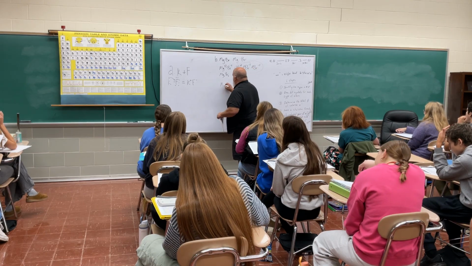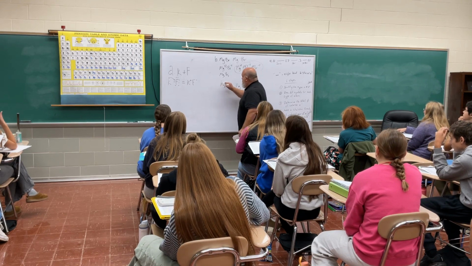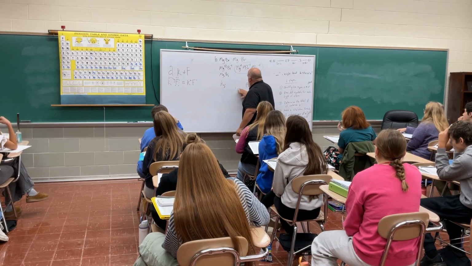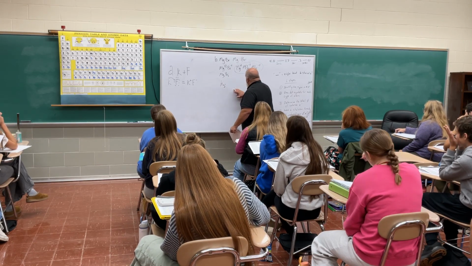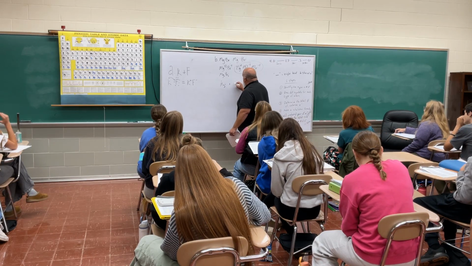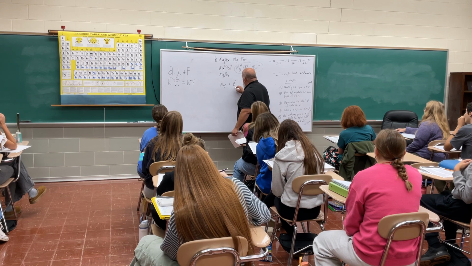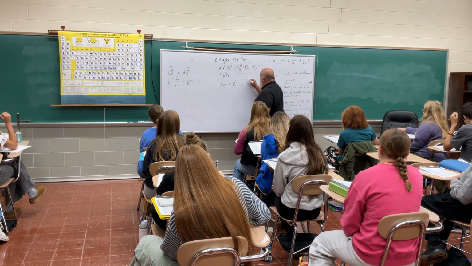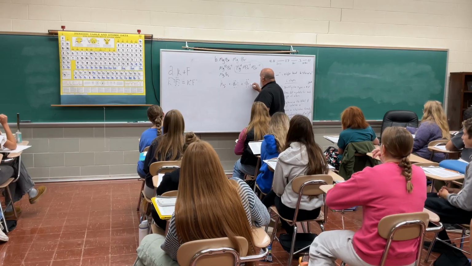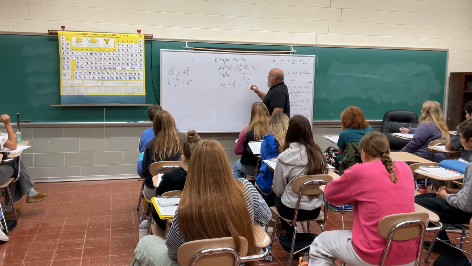We have magnesium. How many electrons in its outer shell? 2. We have 2 bromines. How many electrons in their outer shell? 7. There's a bromine with 7 in its outer shell. There's the second bromine with 7 in the outer shell. And then we draw an arrow.